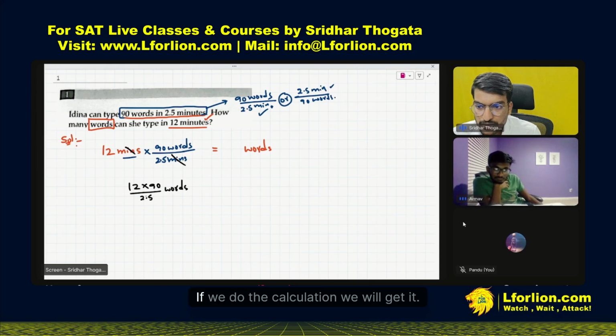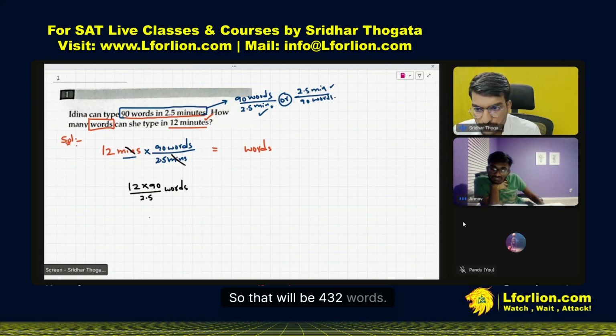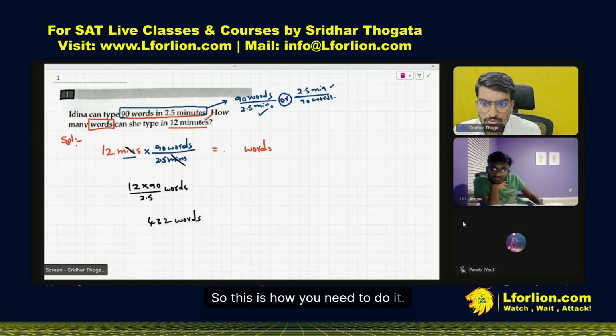So if we do the calculation, we will get it. Just use your calculator: 12 into 90 by 2.5. 432. So that will be 432 words. So this is how you need to do it.